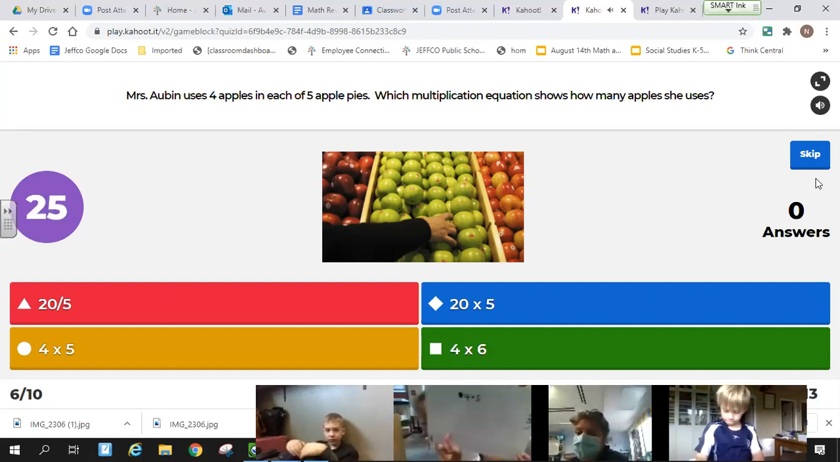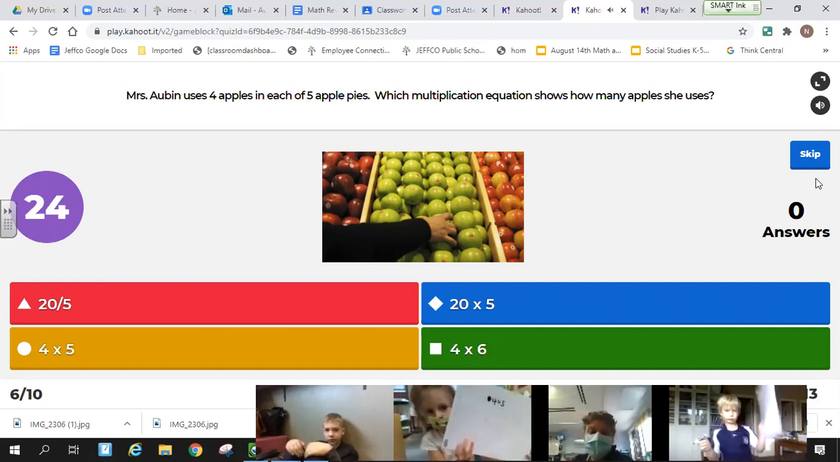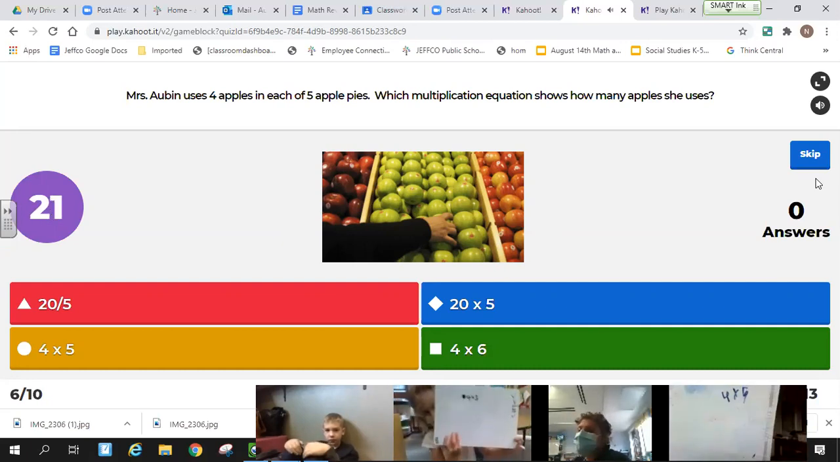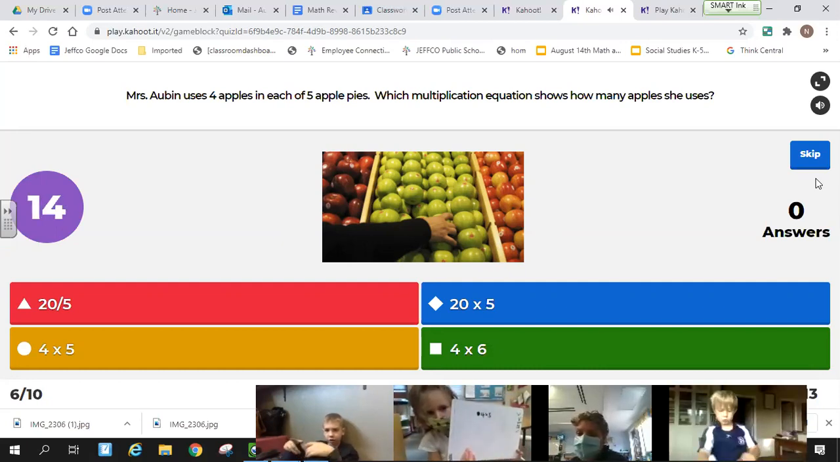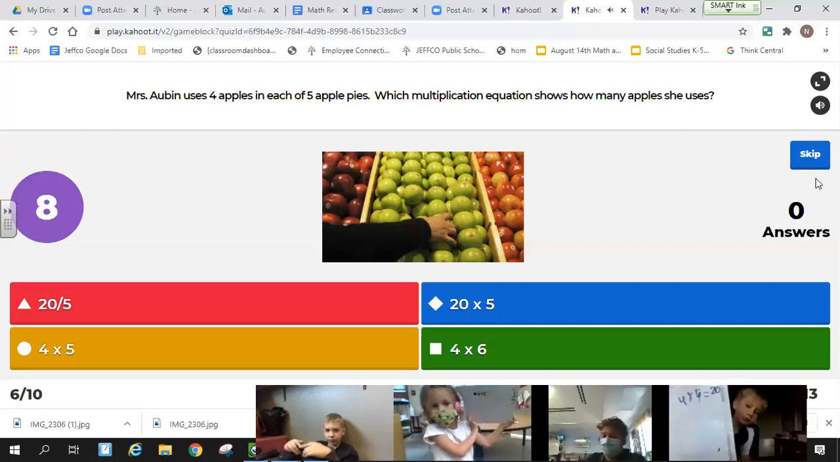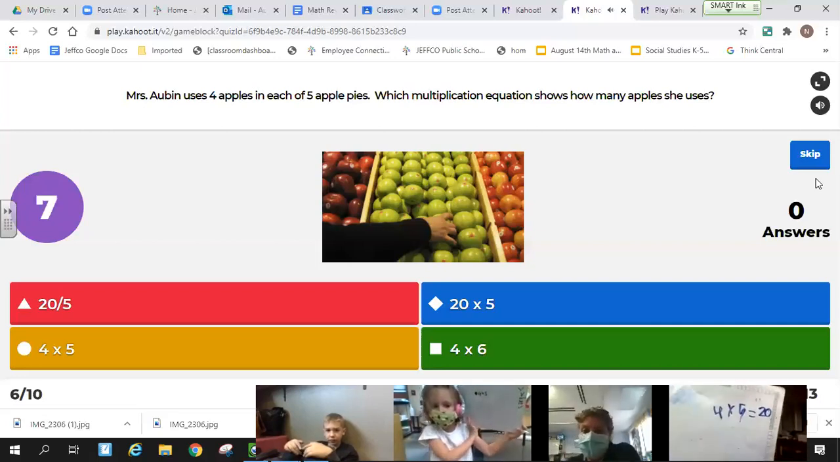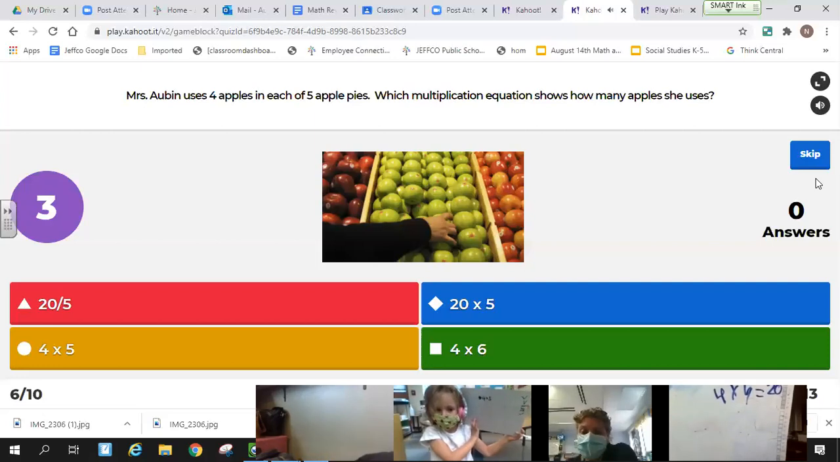Hold it up. I have 5 apple pies. There's 4 in each. Nice. Jensen, fill out the answer. Robert, let me see your answer. Leo, we'd love to see your thinking. Can you hold up your board for us?